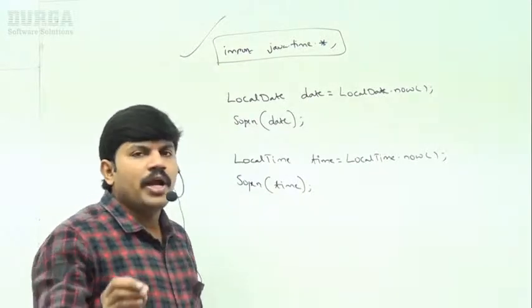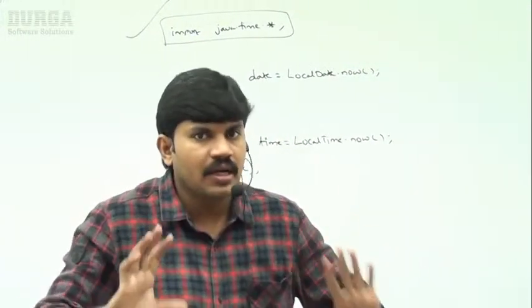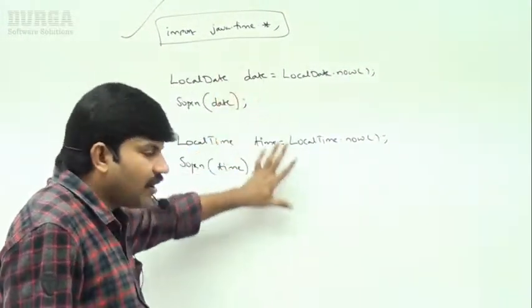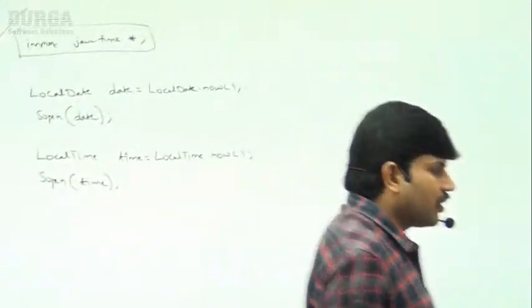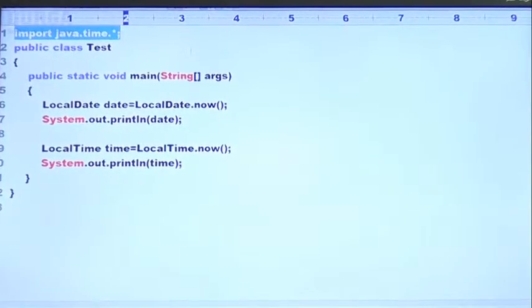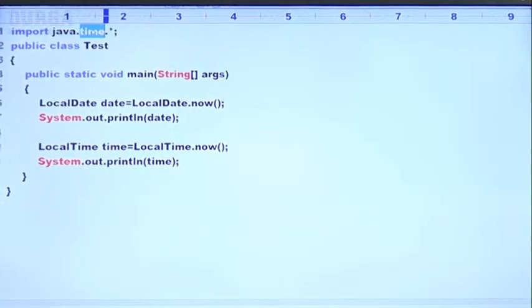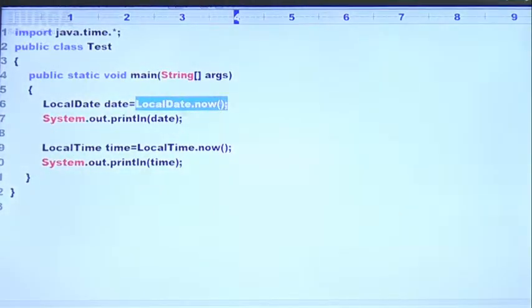So this is how, by using the Java time API, to print the current system date and current system time. This is the sample code. I hope it's very easy to use. Sir, let me execute this code so that you people can feel comfortable. Import java.time.*. Next, LocalDate date = LocalDate.now(); System.out.println(date); LocalTime time = LocalTime.now(); System.out.println(time).